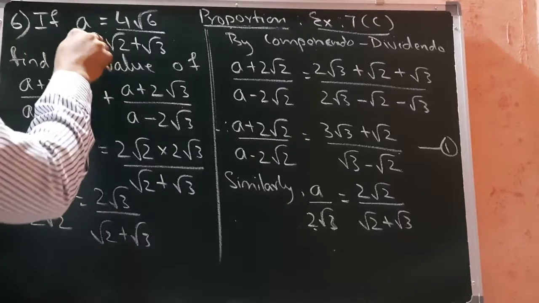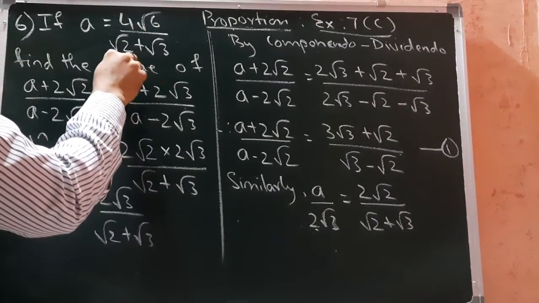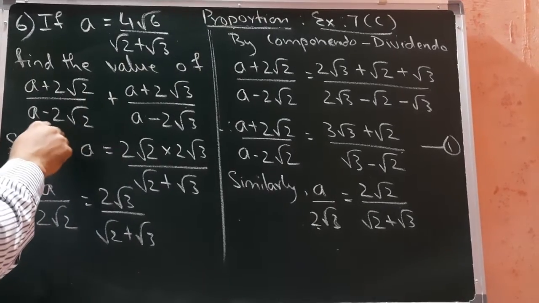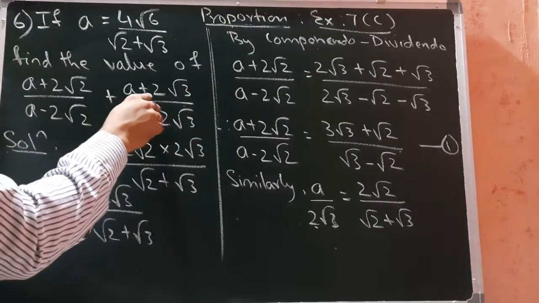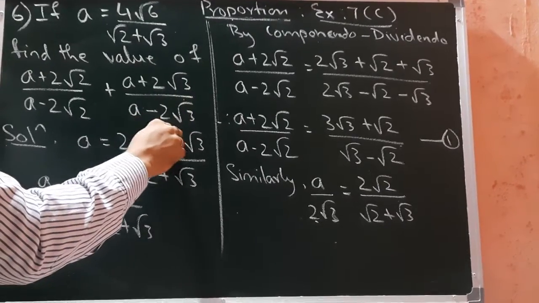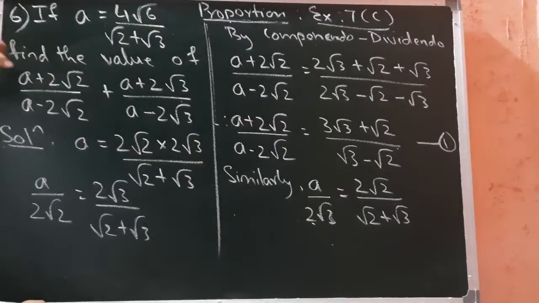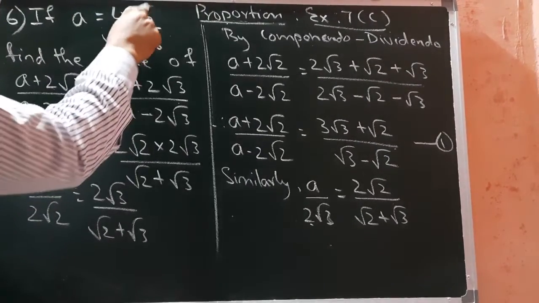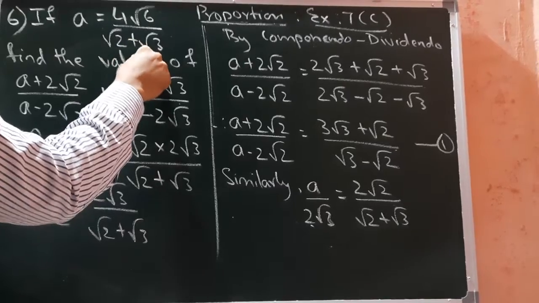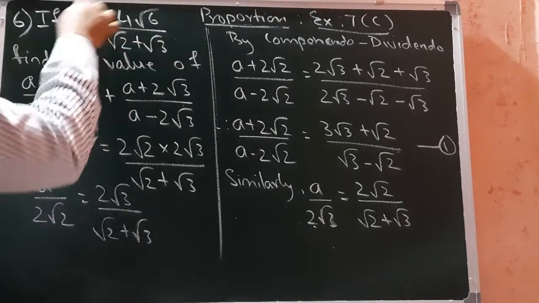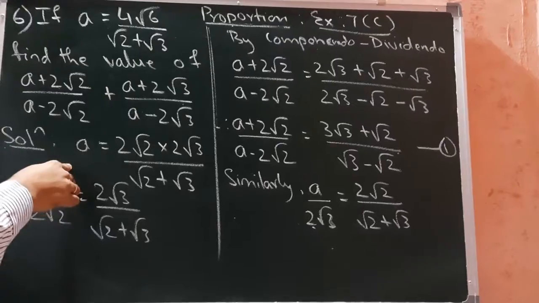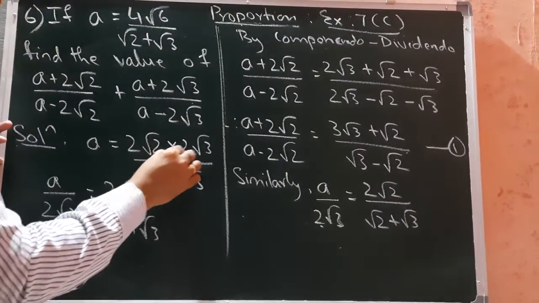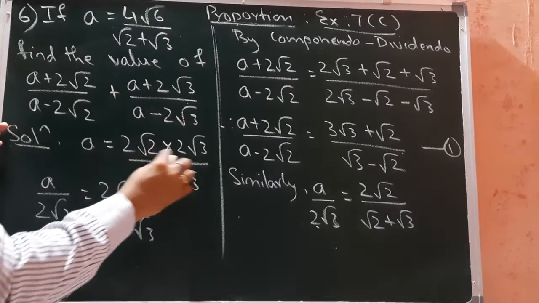Now question number 6: if a is equal to 4 root 6 upon root 2 plus root 3, we have to find the value of a plus 2 root 2 upon a minus 2 root 2 plus a plus 2 root 3 upon a minus 2 root 3. It is given that a is equal to 4 root 6 upon root 2 plus root 3, so we have to do an arrangement to find this value. We can write 4 root 6 as 2 root 2 into 2 root 3, which makes 4 root 6.